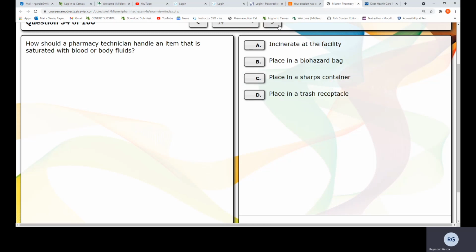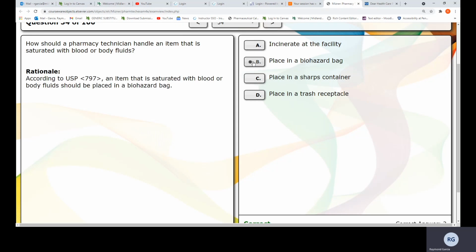How should a pharmacy technician handle an item that is saturated with blood or body fluids? Incinerate at the facility, place in biohazard bag, place in sharps container, place in a trash receptacle. Everybody agree? Yeah. Place in a biohazard bag. According to USP 797, an item that is saturated with blood or body fluid should be placed in a biohazard bag.